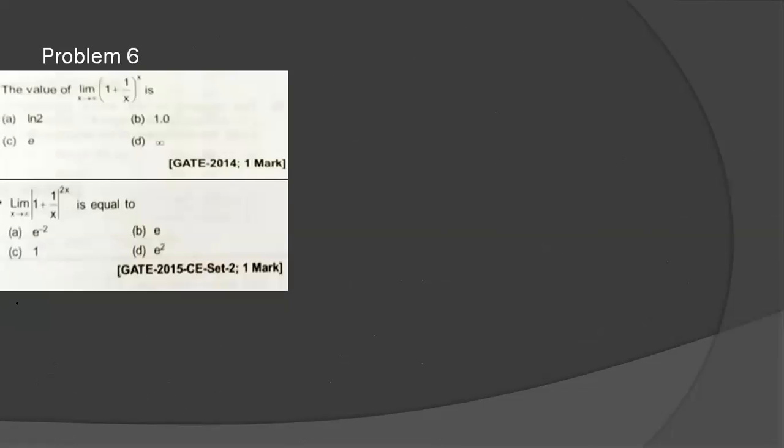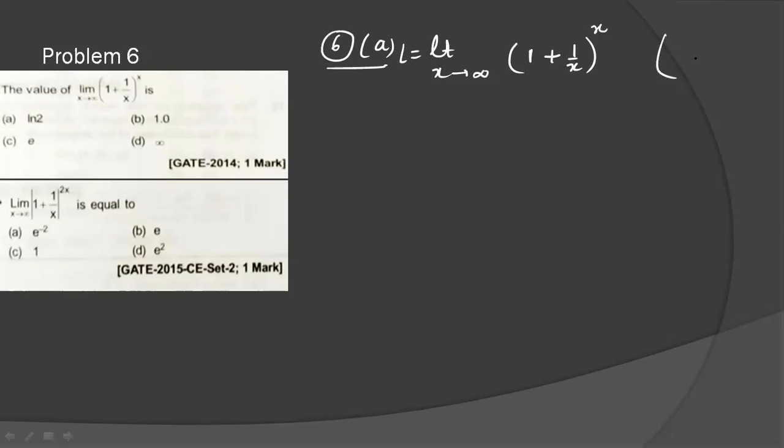The next question: both the parts are related to each other. If you see the first question, the limit x tending to infinity of (1 + 1/x) to the power x. I have already solved this problem in lecture 15. If you apply the limit x tending to infinity, it is 1 to the power infinity form. This is not exactly 1, this is approximately 1. And for this form, I told you the shortcut method.